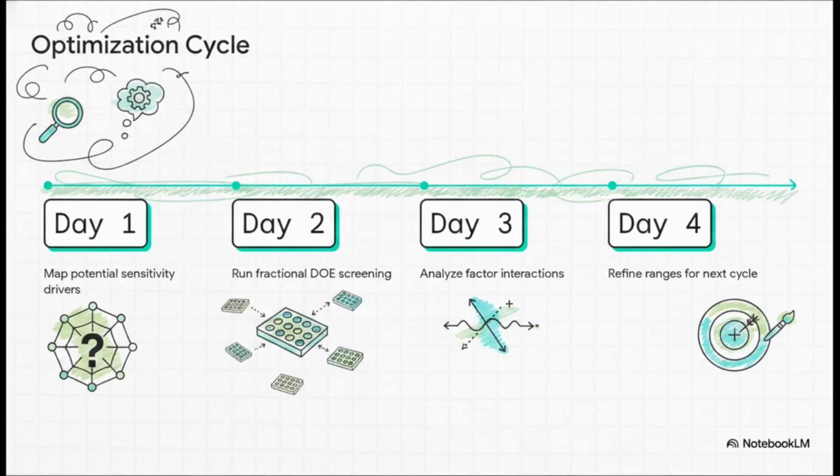Speaking of DOE, or design of experiments, a structured optimization cycle essentially condenses weeks of incredibly frustrating guesswork into just a few days of highly targeted benchwork. Think about it. Day 1, you map out your potential sensitivity drivers. Day 2, you run a fractional DOE screening on just a plate or two. Day 3, you analyze those factor interactions. And by day 4, you've refined your ranges for the very next cycle. It is an incredibly efficient way to optimize without losing your mind.